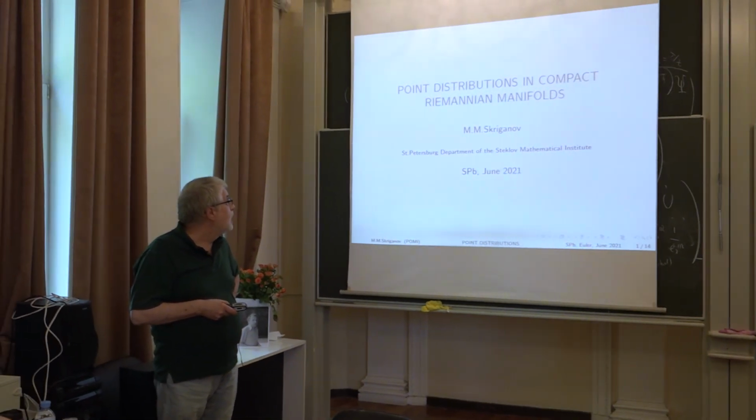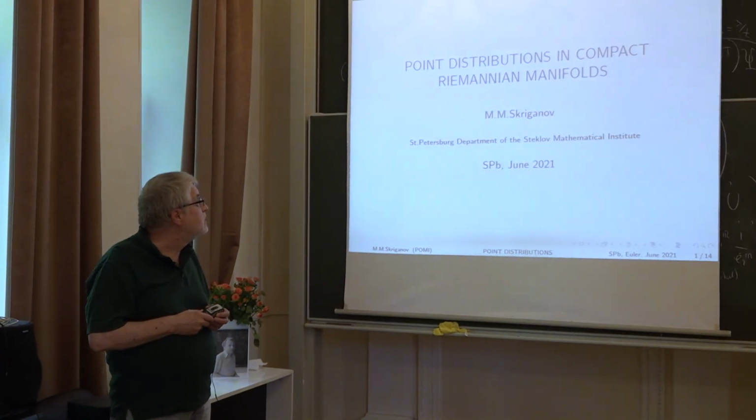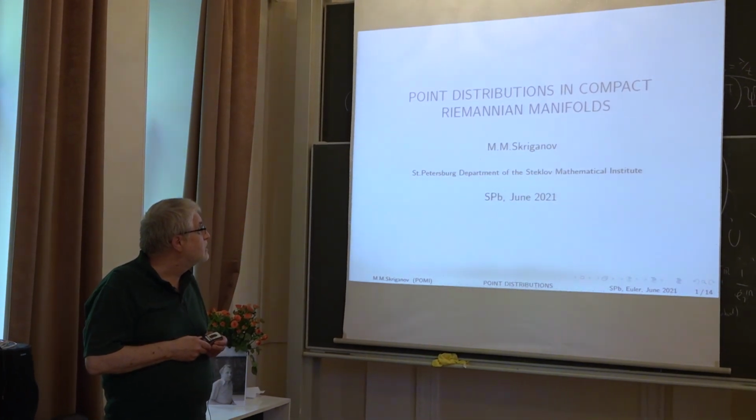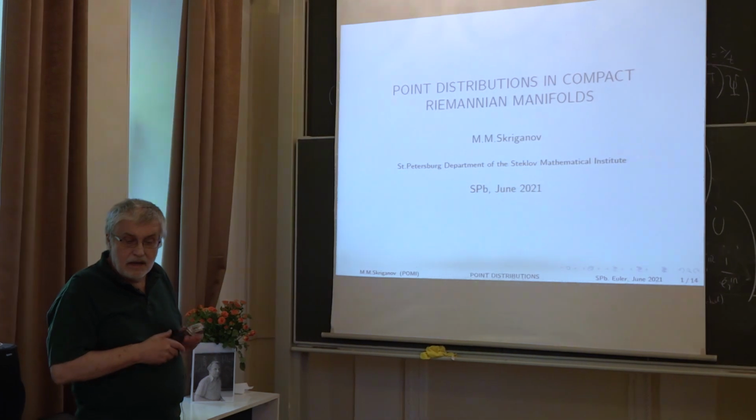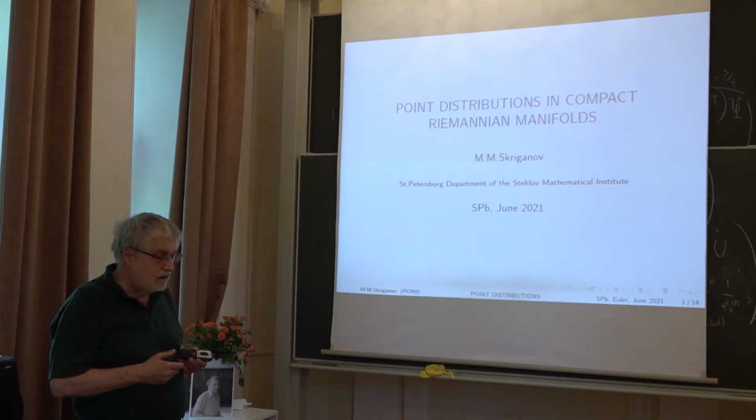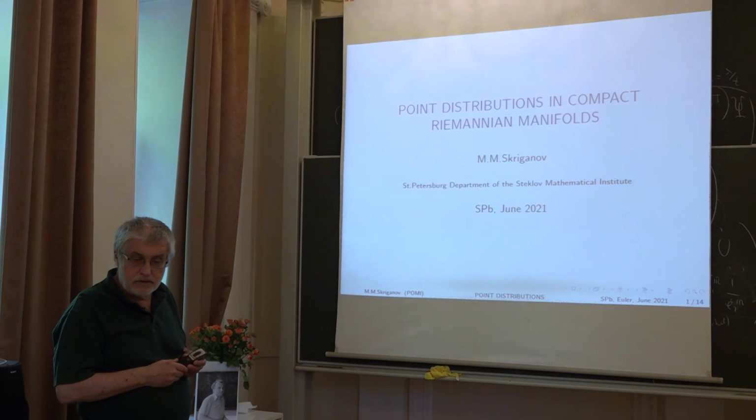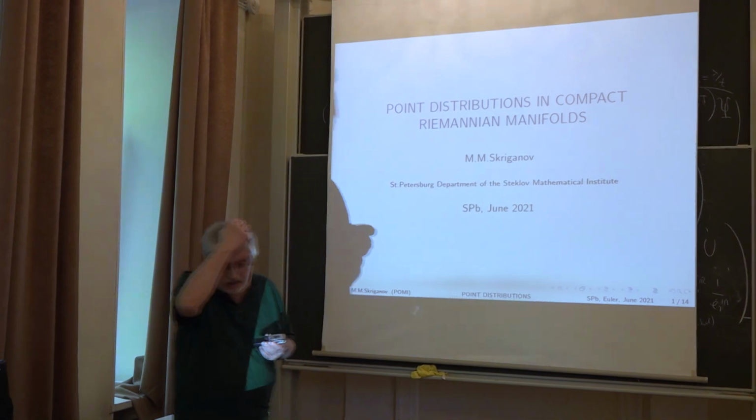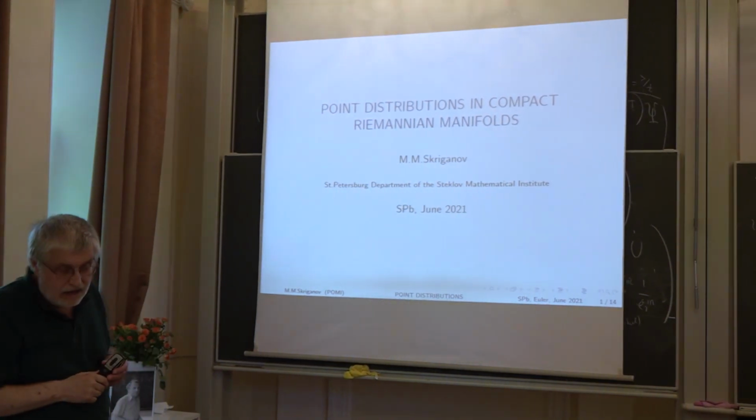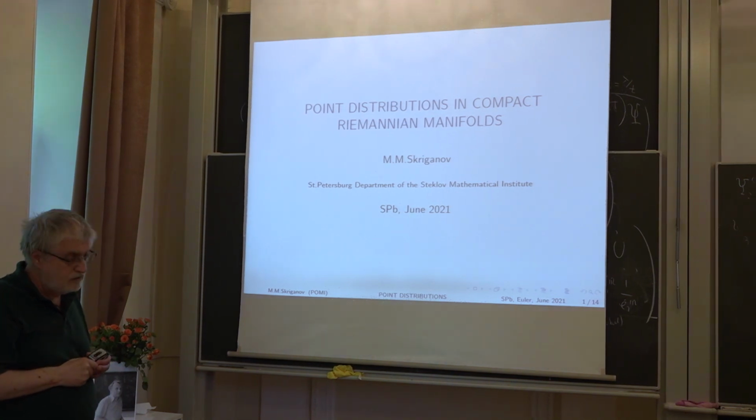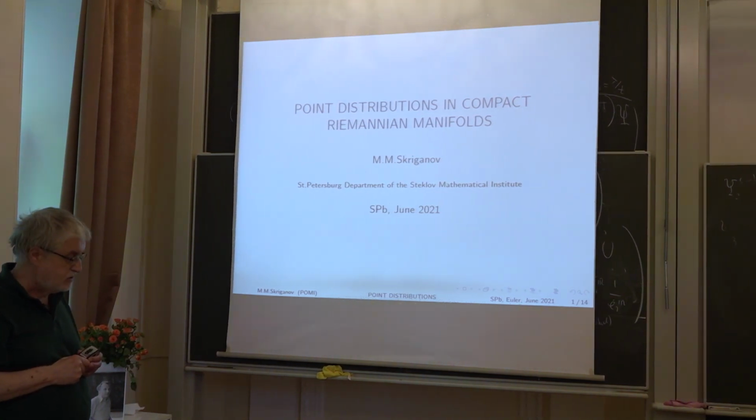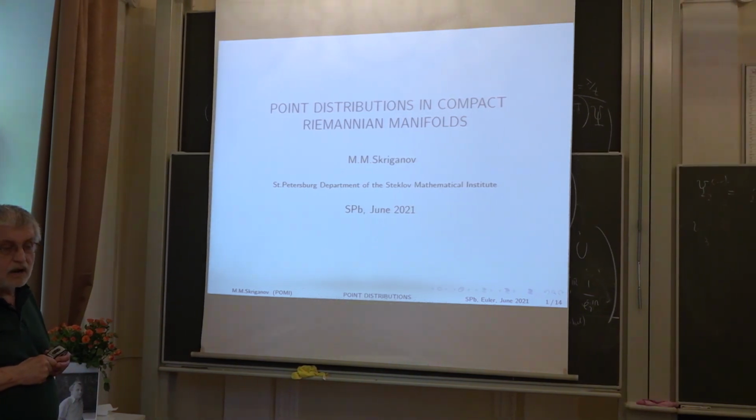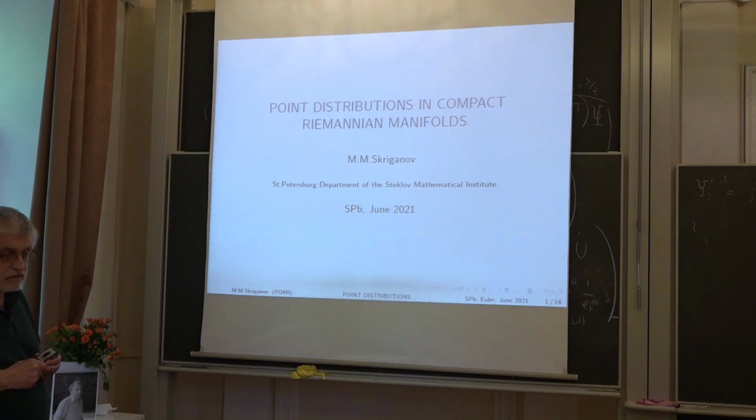In my talk, I would like to consider compact Riemannian manifolds, and the question is how uniformly points can be distributed on this manifold. The simplest compact Riemannian manifold is the sphere. For the sphere, this problem was solved many, many years ago by Joseph Beck. And the problem was to extend this result to arbitrary Riemannian manifolds.